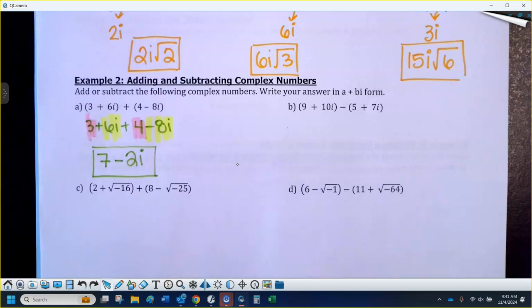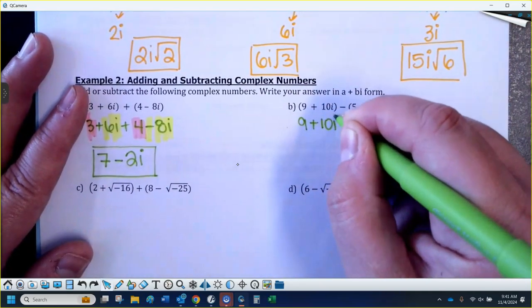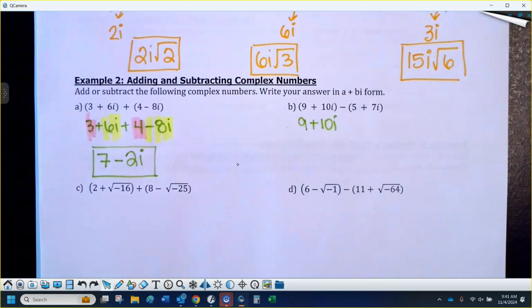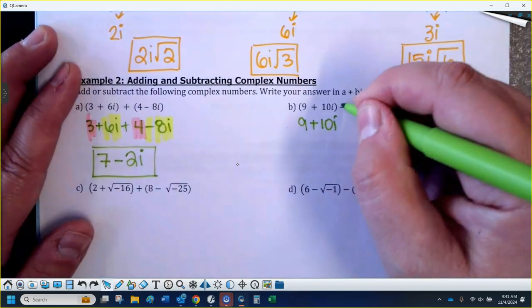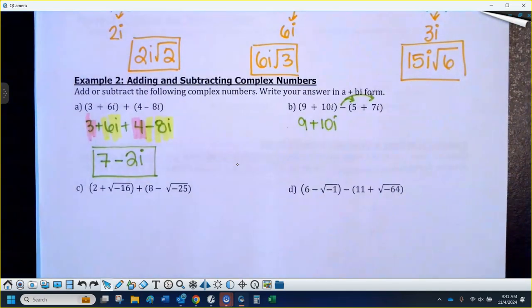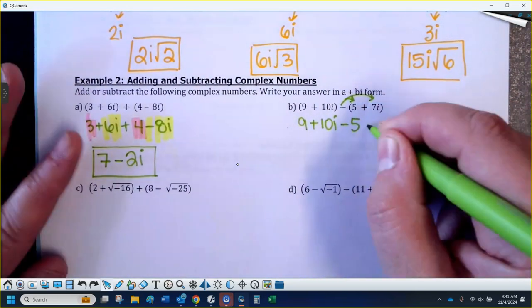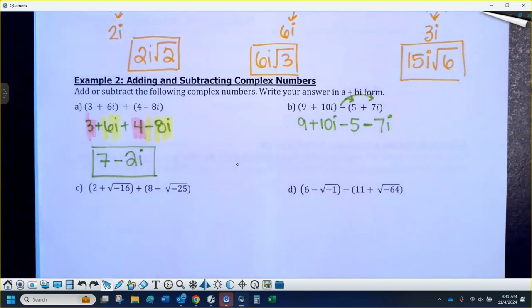If you have a situation like I have in the second question here, if you are subtracting, you have to be really careful with subtraction. You don't have anything in front of the first set of parentheses that has the 9 plus 10i, so just leave that. The second set of parentheses has a subtraction sign in front. So we have to multiply everybody by negative 1. All right, so this becomes minus 5, but this also, negative times a positive, then turns that into negative 7i.